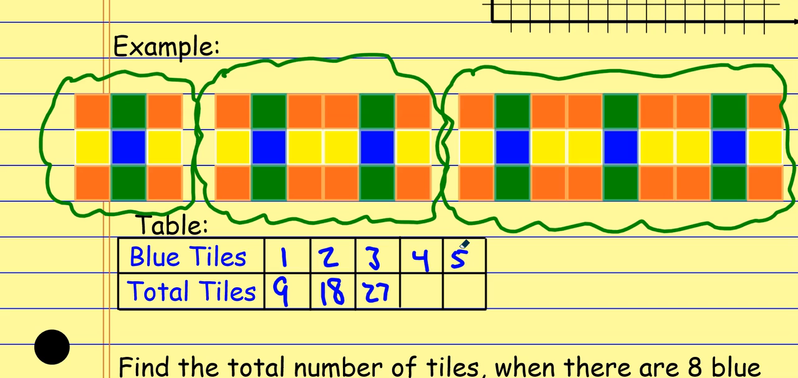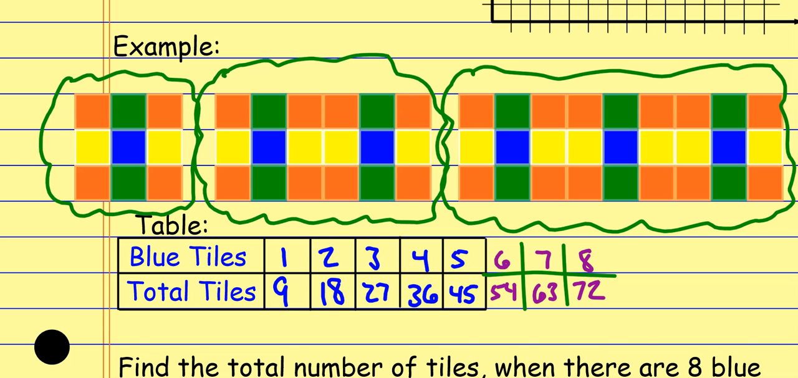If I looked at the total tiles, think about what the pattern is: 9, 18, 27. It's going up by 9 each time. So the next one would be 36. After that would be 45. And we could keep this going kind of indefinitely. I could keep going 6, 7, 8, right? And I would keep going up by 9s each time here: 54, 63, 72. All right. So the idea here is looking for patterns beyond just the relationship between the blue tiles and the total tiles.